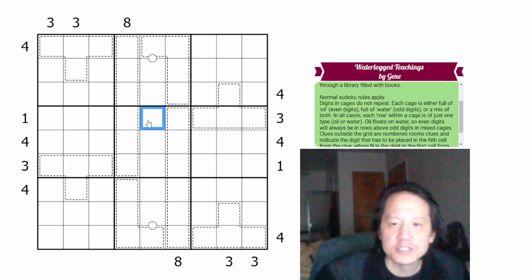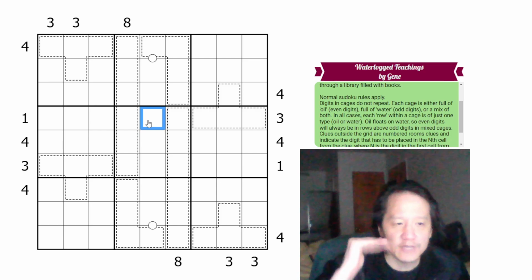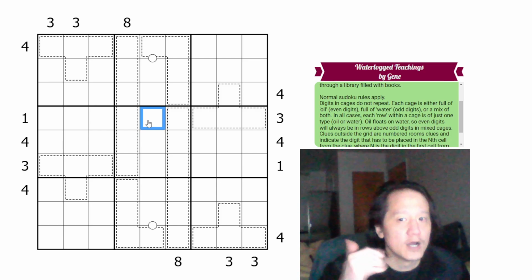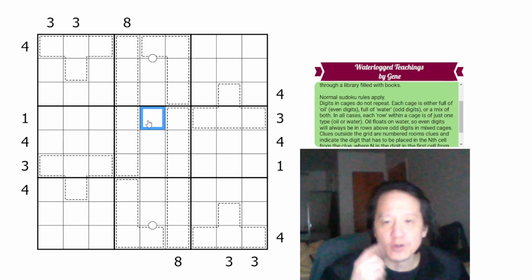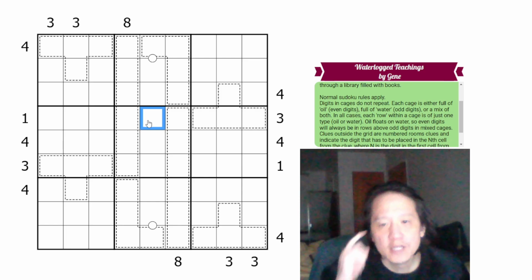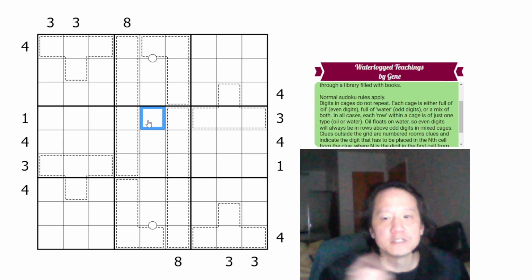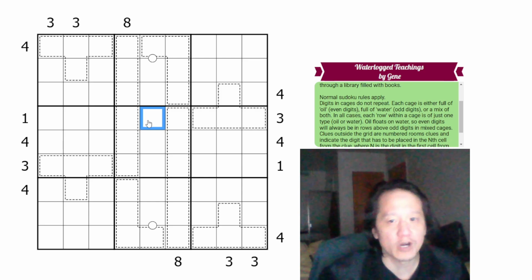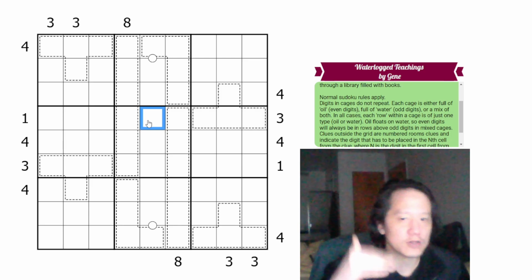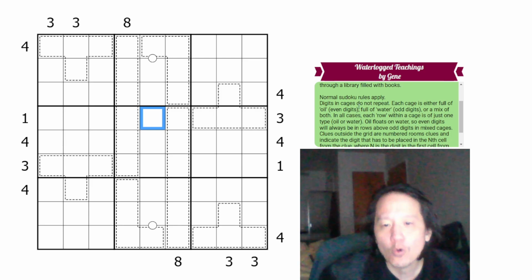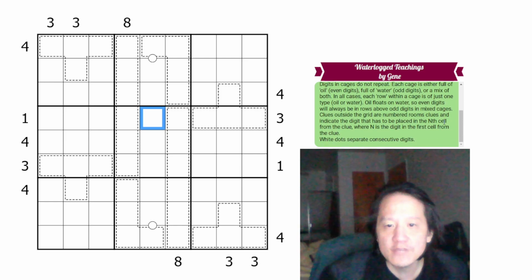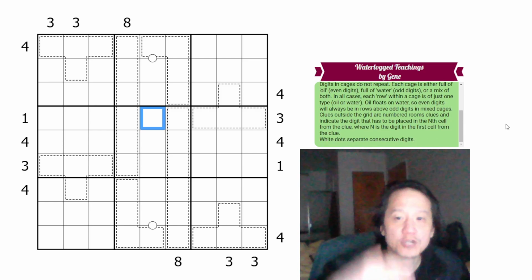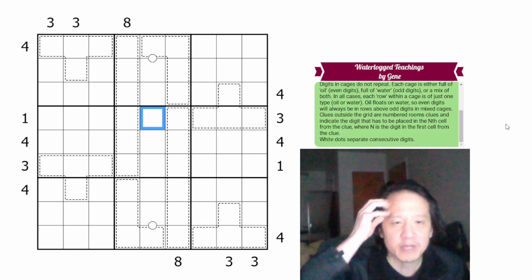Each cage is either full of oil, even digits, full of water, odd digits, or a mix of both. In all cases, each row within a cage is of just one type, oil or water. So it would be just all evens or all odds. Oil floats on water, so even digits will always be in rows above odd digits in mixed cages.